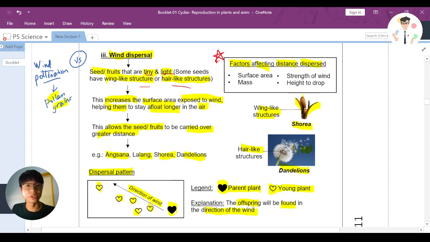And that's all for wind dispersal. And please take note that all of this is very important: the factors affecting the distance and also the characteristics of the wind dispersal plants.